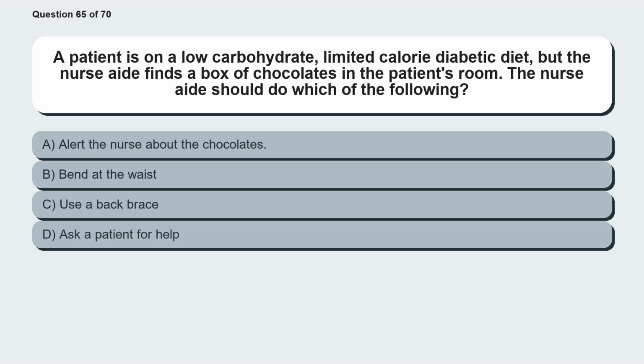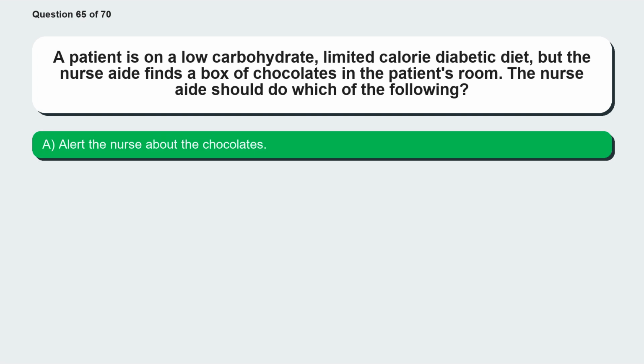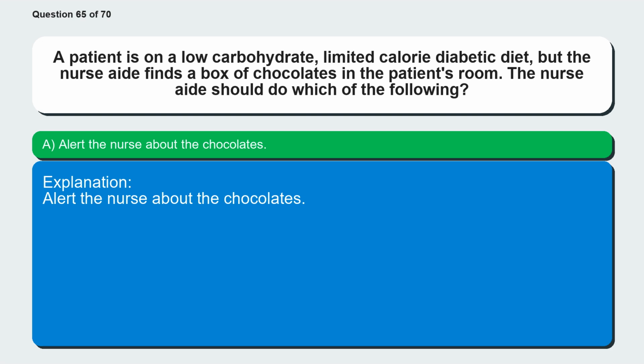Question 65. A patient is on a low-carbohydrate, limited-calorie diabetic diet, but the nurse aide finds a box of chocolates in the patient's room. The nurse aide should do which of the following? Option A, alert the nurse about the chocolates. Option B, bend at the waist. Option C, use a back brace. Option D, ask a patient for help. The correct answer is option A, alert the nurse about the chocolates.